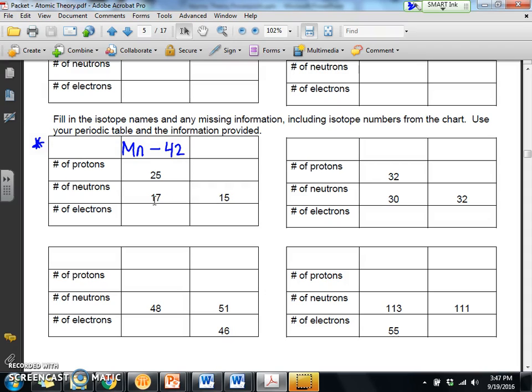I know that if this isotope has 25, that this other one also has to have 25, and my electrons must also be 25. The only thing that's different is the number of neutrons here. So 25 plus 15 will give me 40, so this isotope is manganese 40. So this is how you will fill out the rest of the chart. You can go ahead and pause for a moment to finish out the rest of the sheet.